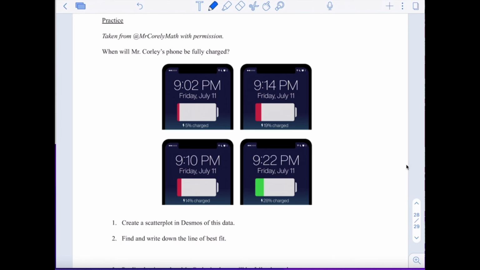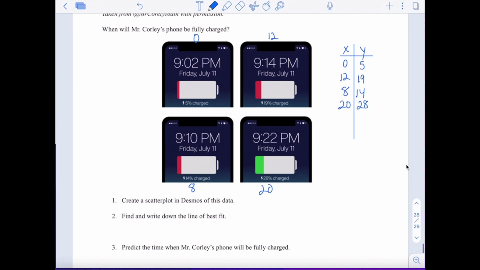Okay, everyone, to start this line of best fit, the first thing we need is a relationship between x and y. So x will be minutes and y will be a percentage charge. So at 0 minutes, which I'm going to call 9:02, I'm 5% charged. 12 minutes later, I'm 19% charged. 8 minutes after 9:02, I'm 14% charged. And 20 minutes later, I'm 28% charged. So as we can see, this list is not necessarily in order, but that is okay.